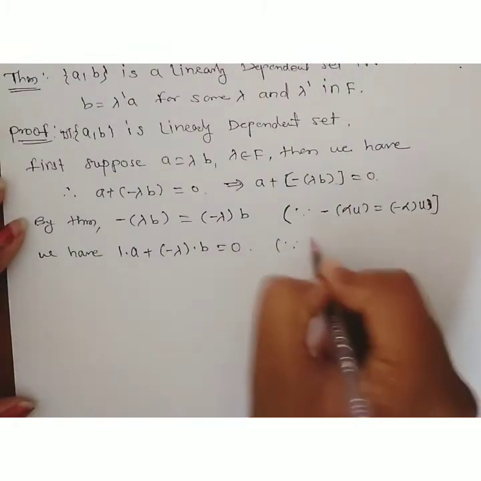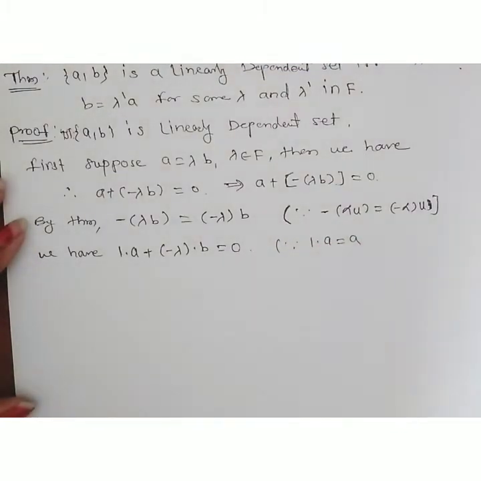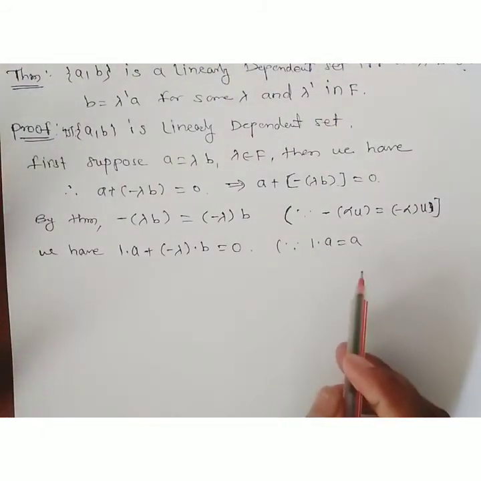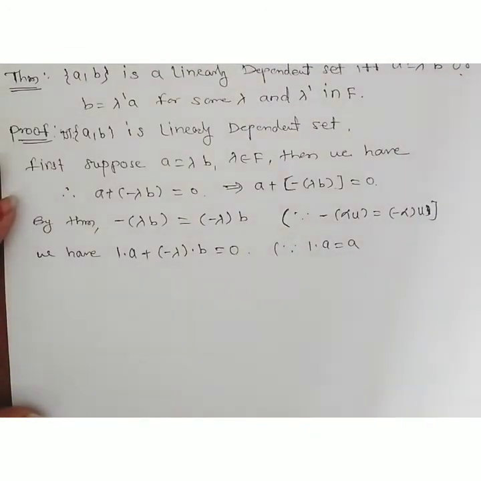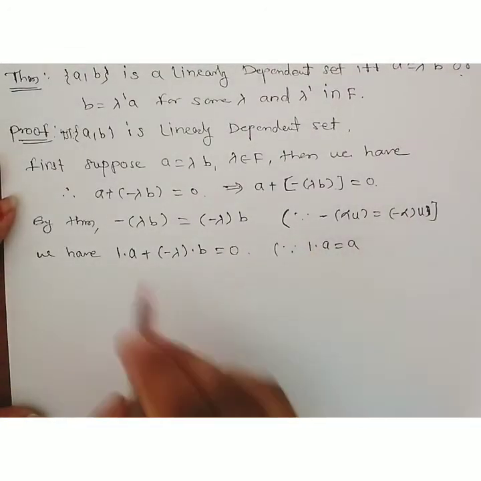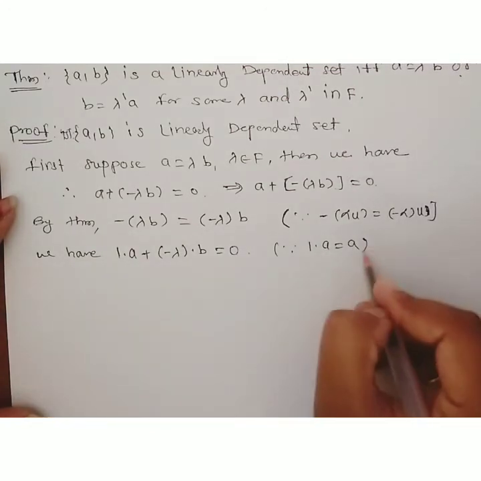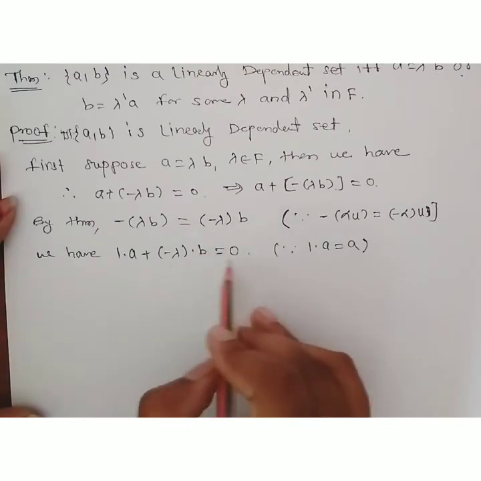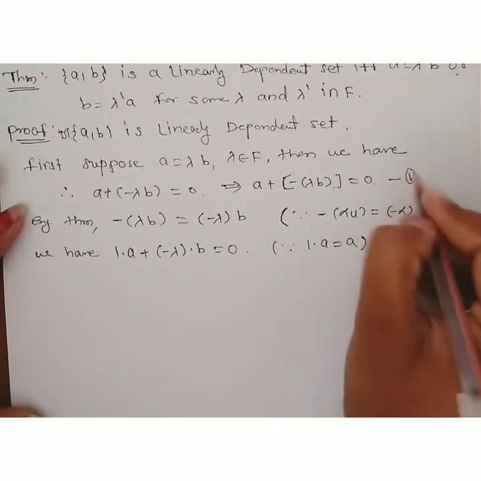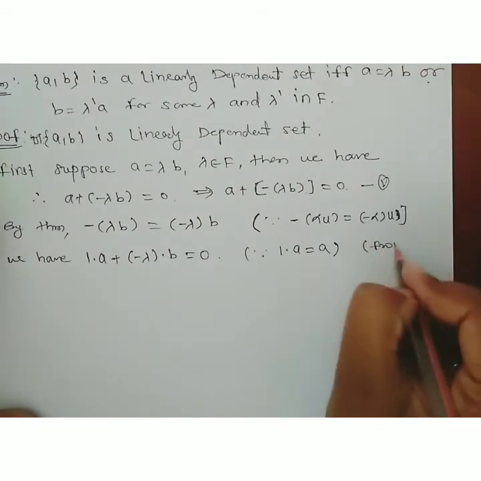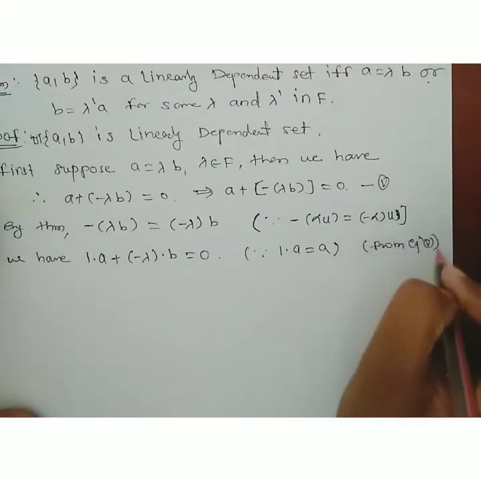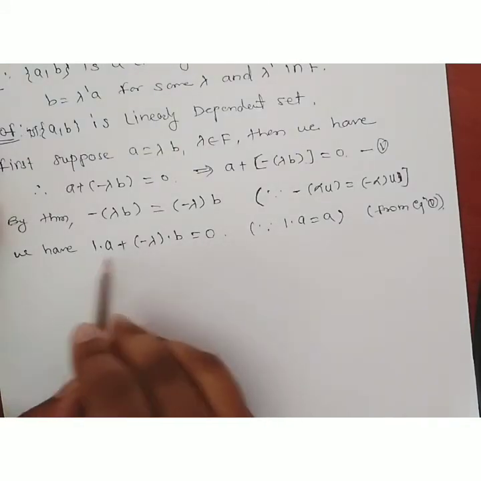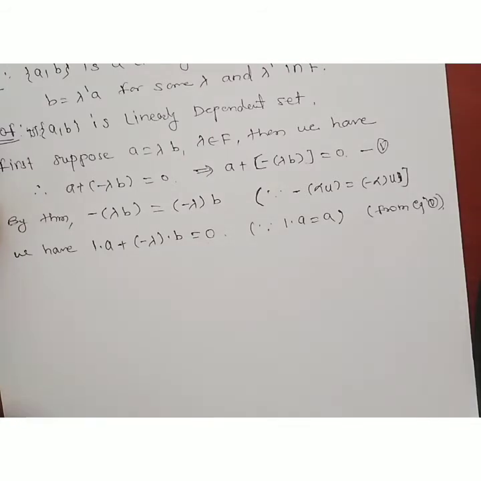Since 1 into a is equal to a, this is a property of a vector space. We know the last property, 1 into a is equal to a for all a belonging to vector space V, and by using this property we have minus of lambda b is minus lambda into b is equal to 0. Suppose this is equation first. Now look here, we get a linear combination 1 into a plus minus lambda into b is equal to 0.